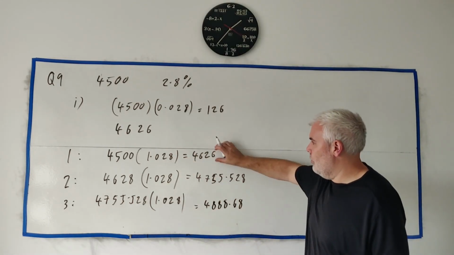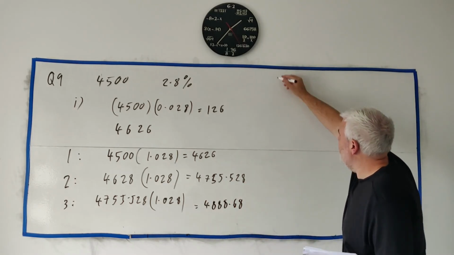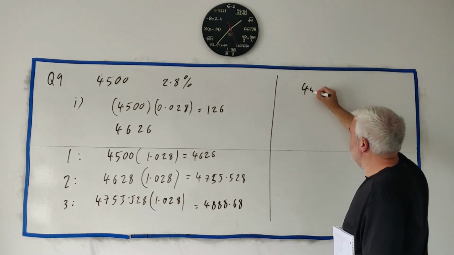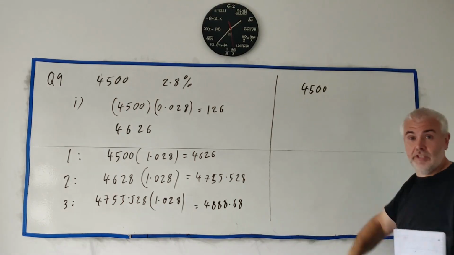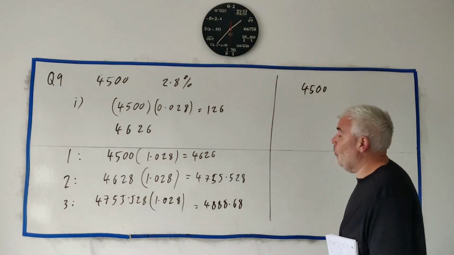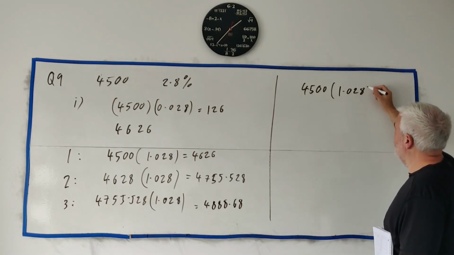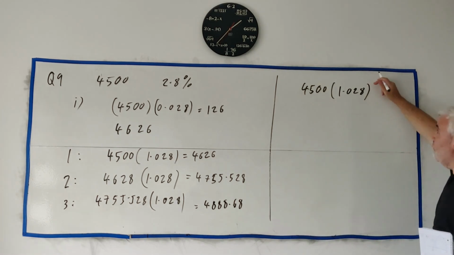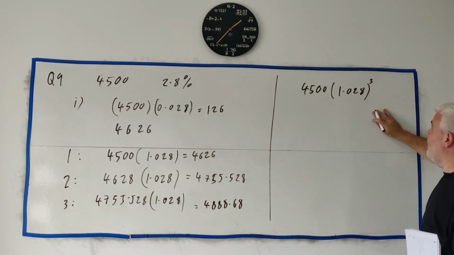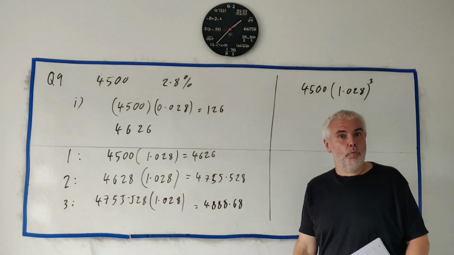The even faster way to do all this for 3 years, and maybe you can see it from what I did here. I got this number multiplied by that. I got this number multiplied by that. Really what I did from the very start, 4,500, if you put that into a bank account for 3 years at the interest rate of 2.8%, it's just like multiplying by 1.028 to the power of however many years, power of 3. If you put that into your calculator, you'll get the final answer in one go.